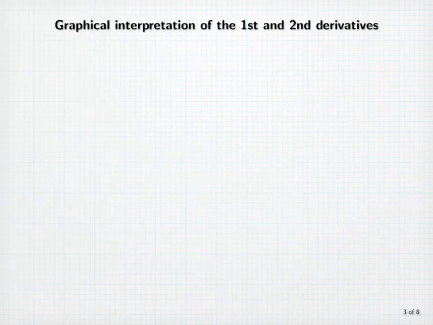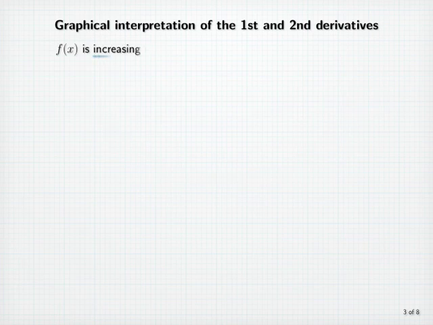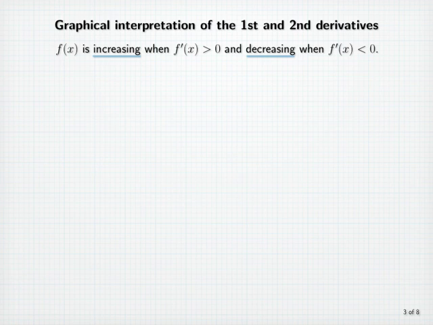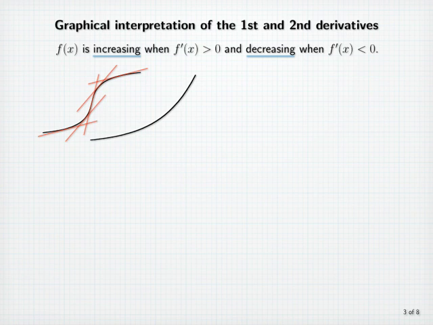Graphical interpretation of the first and second derivatives. f of x is increasing when f prime of x is positive and decreasing when f prime of x is negative. Here's the graph of a function f on an interval on which f of x is increasing. Notice that the slope of the tangent line is always positive over that interval. Here's the graph of another function on an interval on which it's increasing. Again, notice that the slope of the tangent line is always positive, and so f prime of x is always positive on that interval.